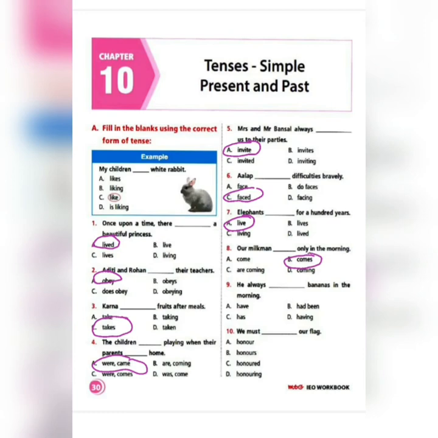Number 9, he always has bananas in the mornings. So why are we putting S, that is S as in HAS, has? Why? Because he is only one person, and that's why we will use has. Number 10, we must honor our flag.